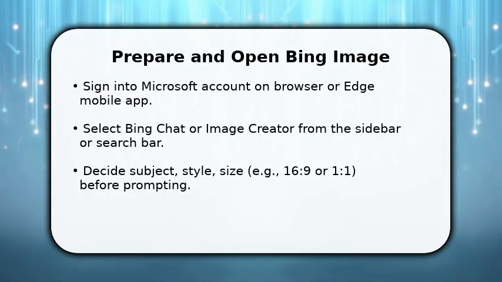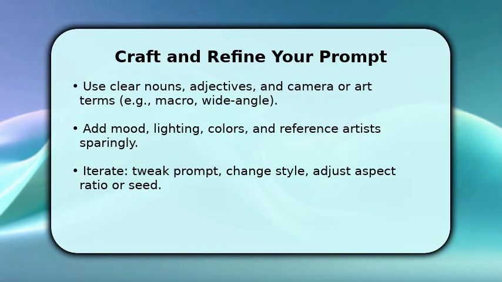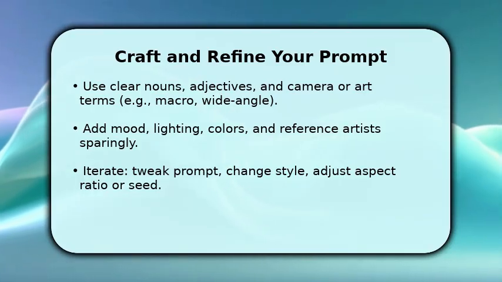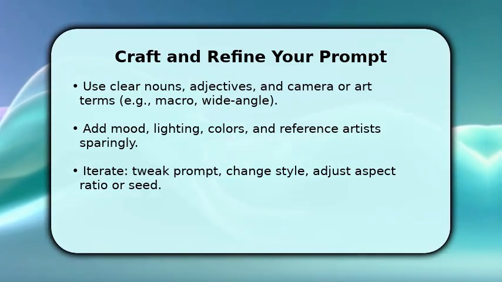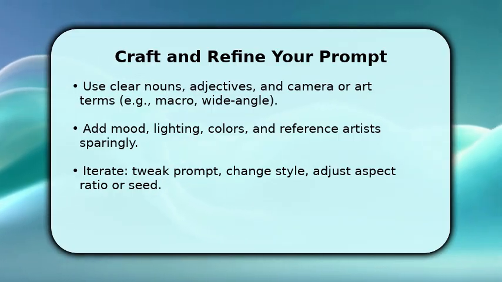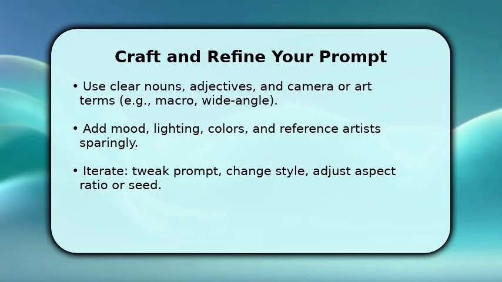You write a concise prompt that balances detail and flexibility. Include the subject, key adjectives, and a camera or art directive so the AI understands intent. Specify mood, lighting, and dominant colors to control tone. Mention one reference artist or era if needed, but avoid overconstraining.